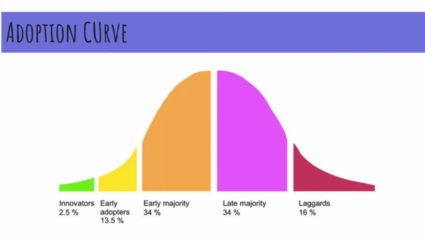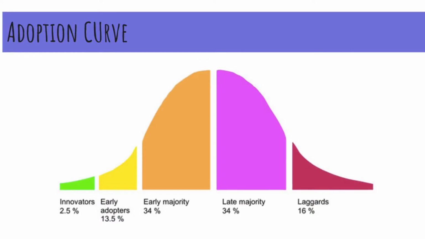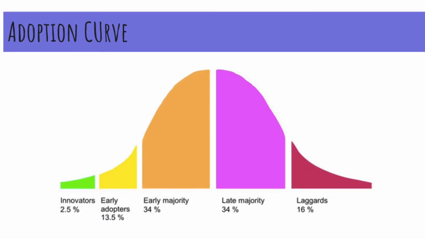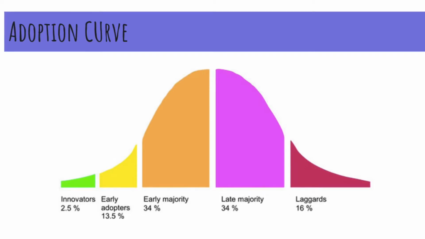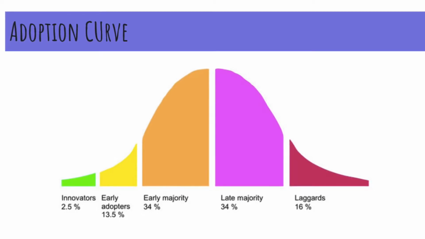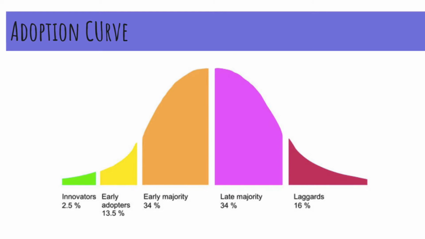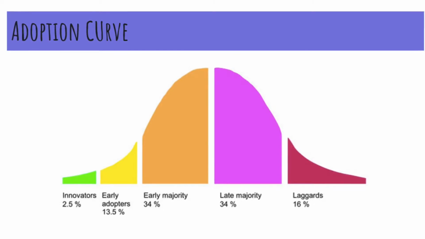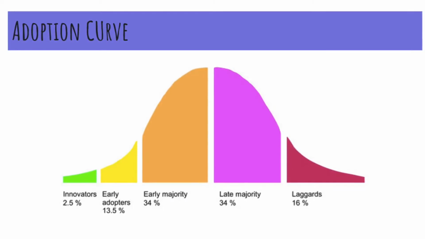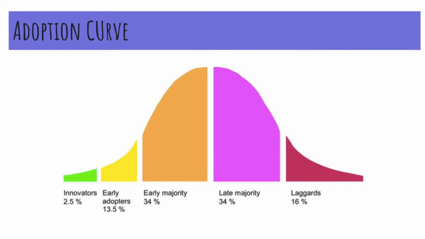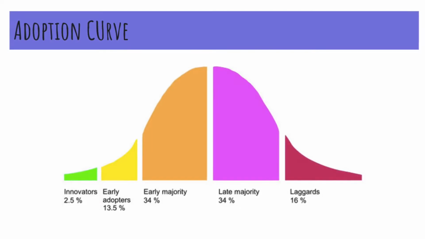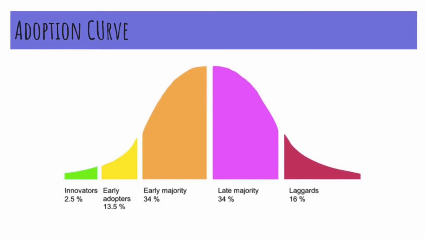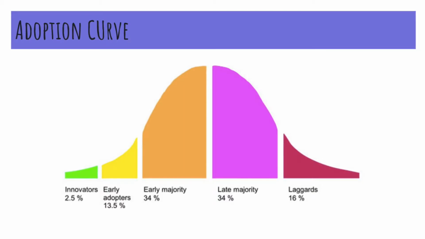Now I'd like to go on to discuss Everett Rogers' adoption curve. As you can see, the innovators make up 2.5% of the population. The early adopters make up 13.5% of the population. The early majority and late majority make up 34% of the population. And lastly, the laggards make up 16% of the population.